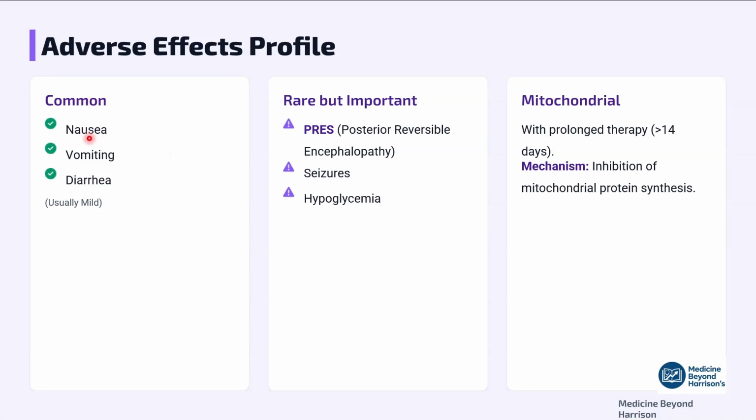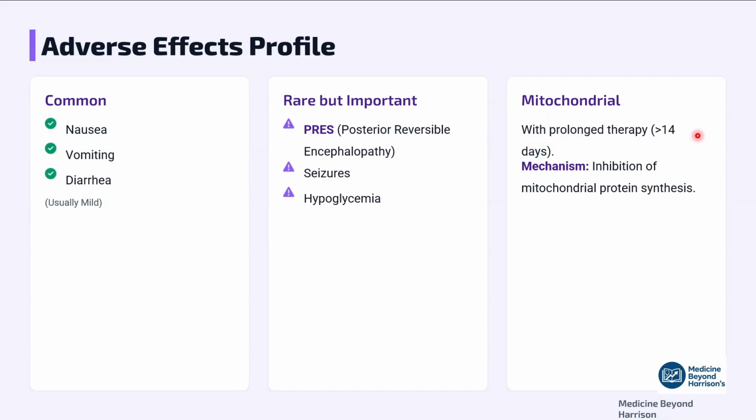So, the adverse effect profile can include nausea, vomiting, and diarrhea. Linezolid is very notorious for causing gastritis and abdominal symptoms with protracted vomiting and nausea. So try to avoid it in case of gastritis, or give coverage with pantoprazole or other proton pump inhibitors. It can lead to posterior reversible encephalopathy syndrome, seizures, and also hypoglycemia.